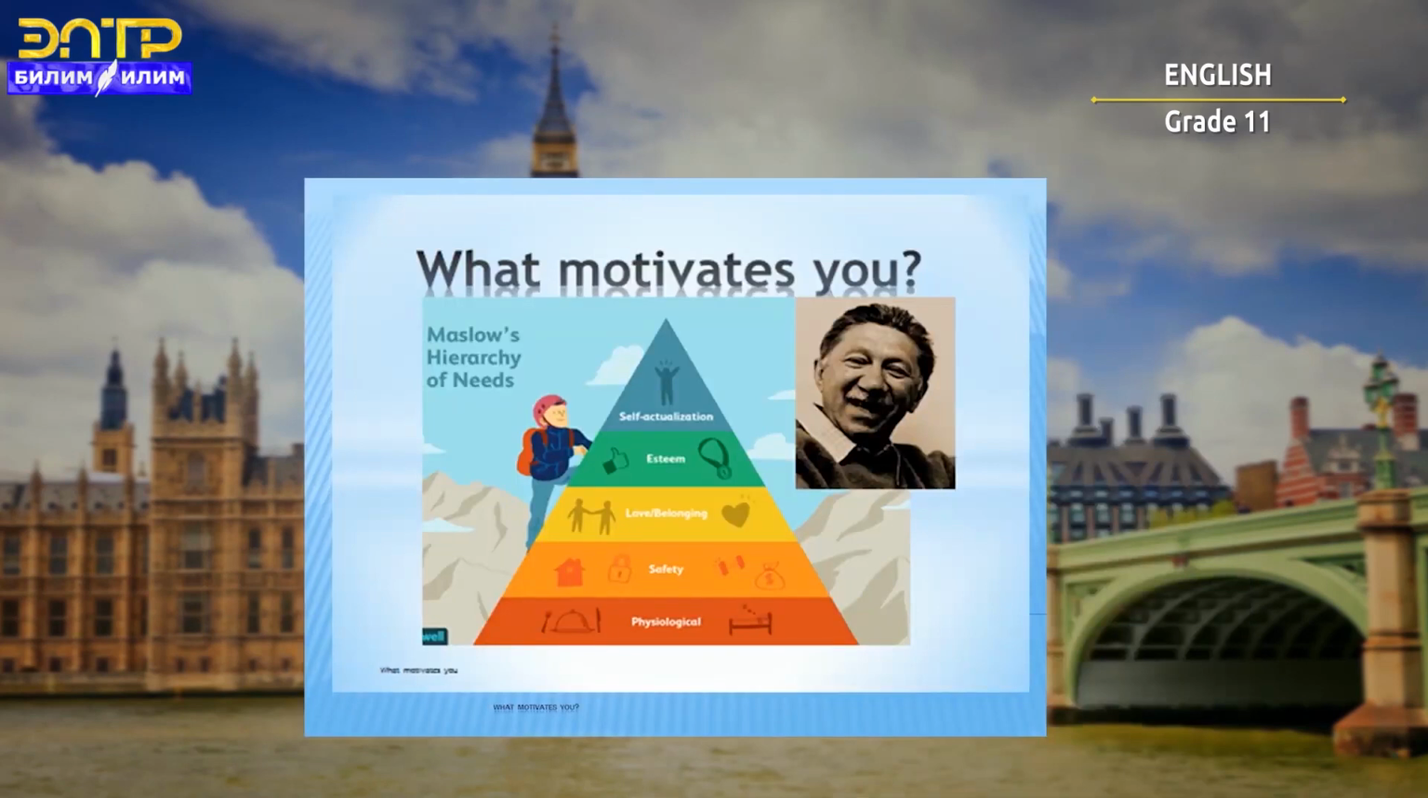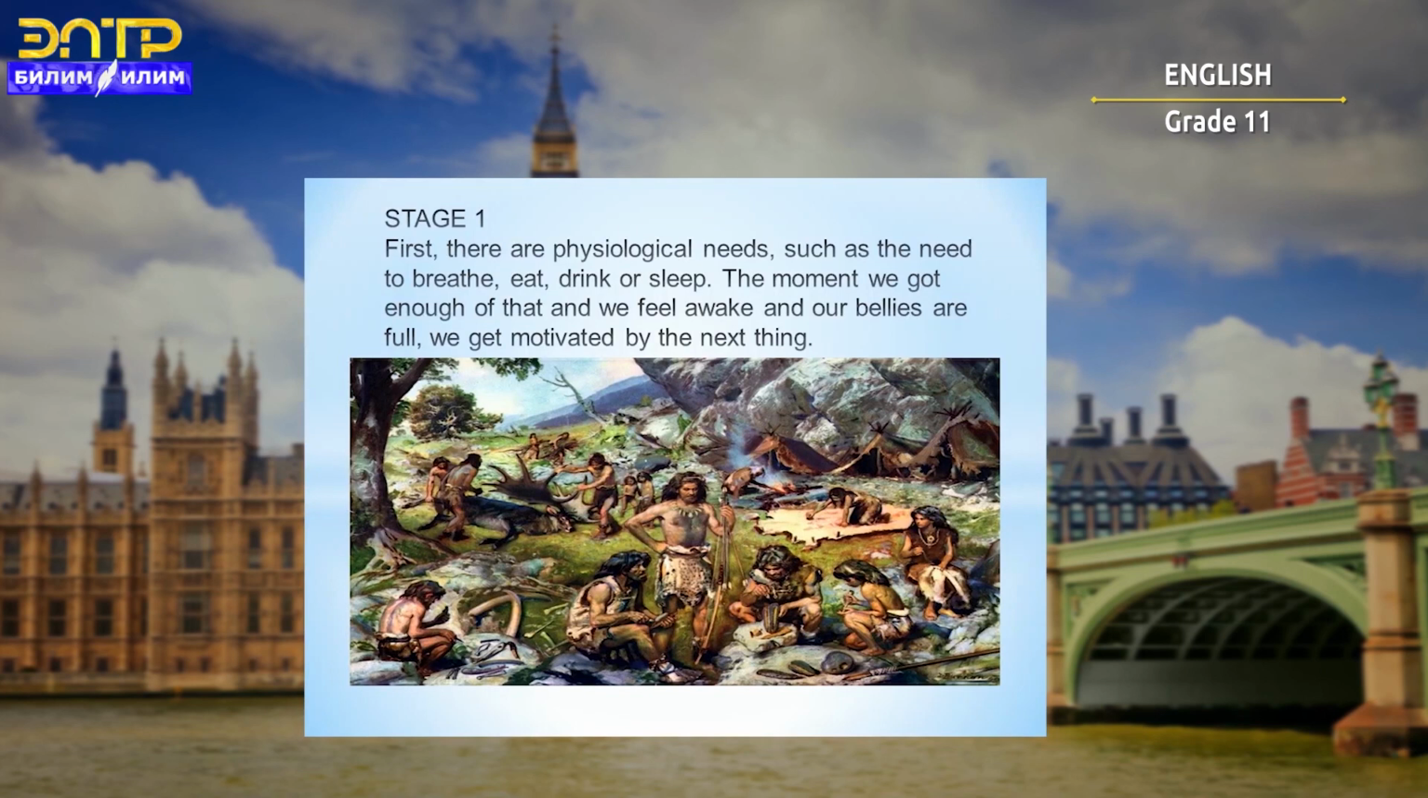And now, students, look at the picture. Maslow hierarchy of needs. Maslow hierarchy of needs is a theory in psychology. It argues that there are 5 stages of human needs that motivate our behavior. The first stage. First, there are physiological needs, such as the need to breathe, eat, drink, or sleep.